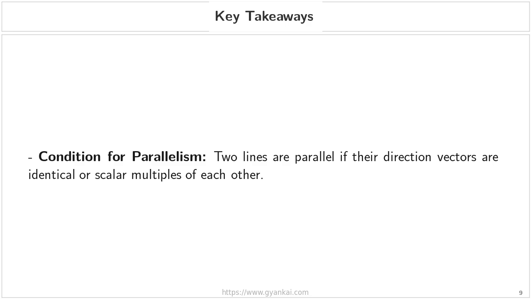Key takeaways. All right, we have reached the end of our lesson, so let's wrap everything up by reviewing the key takeaways from today's session. First, let's revisit the condition for parallelism. Remember, before you even begin applying the distance formula, you must verify that the lines are actually parallel. You can do this by checking their direction vectors. If the vectors are identical, or even if one is just a scalar multiple of the other, then you know the lines are moving in the same direction and are parallel.